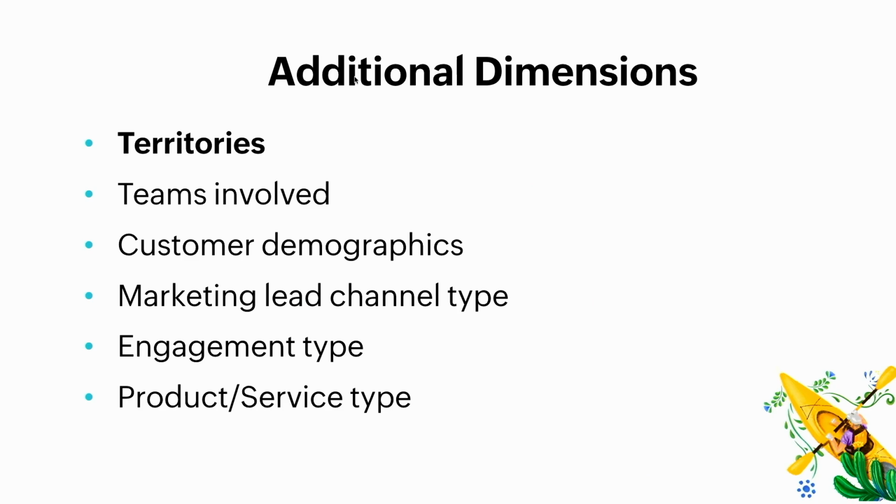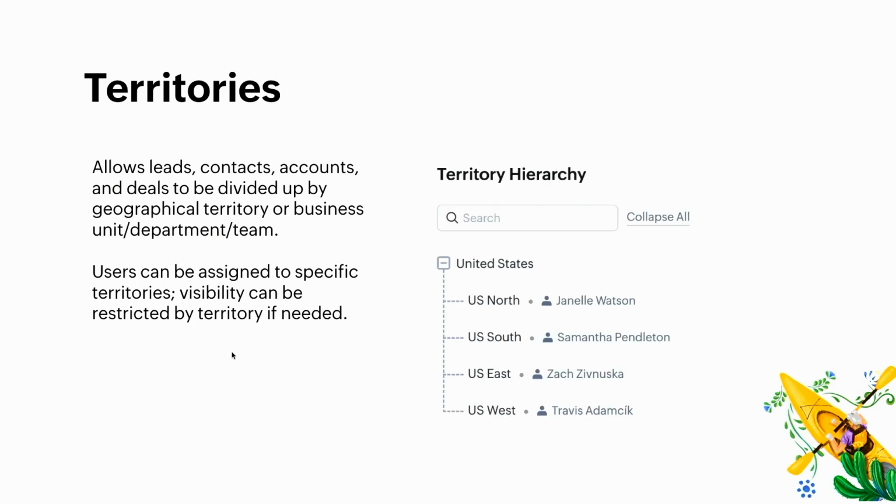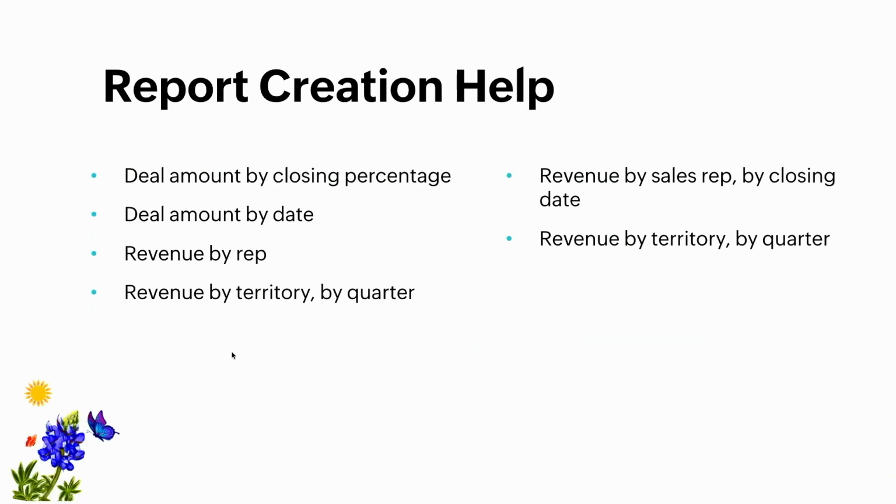So additional dimensions that I want to introduce, I'm going to show off territories as our main additional dimension. This is just brainstorming of other things that you can have reporting be by: teams, customer demographics, marketing engagement, product or service type. The keyword that I want to stress: when you're creating a new report, if you want to do a custom report, anytime you see this keyword "by," that is a good sign that you have a viable dimension to report against.